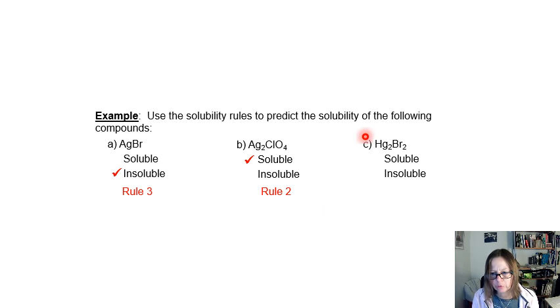Then we have mercury bromide. Mercury bromide, I go back to my rule number 3. Most chloride, bromide, and iodide salts are soluble except for silver, lead, or mercury 1 halide. This is a mercury 1 halide, therefore it is insoluble. Rule number 3.